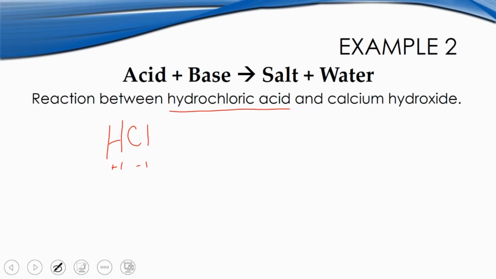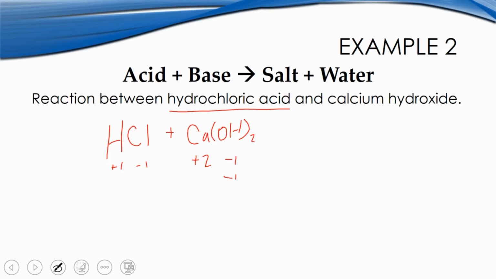Our base is going to be calcium hydroxide, so that would be CaOH, and we know that calcium has a charge of +2, and hydroxide, it's a polyatomic that we find in our list, which has a charge of -1. So therefore, we need 2 of them, and because we need 2 of them, and that is a polyatomic, we need to have parentheses with the 2.